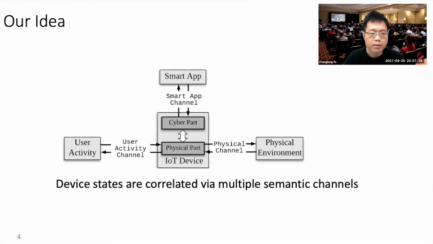Our idea is that device states are correlated with multiple semantic channels. Events and the states of one device can affect multiple other devices in the same physical environment. For example, when the user is back home, he will open the door, which automatically turns on the light according to smart apps. And also, the motion sensor in the living room will detect active motion at the same time.